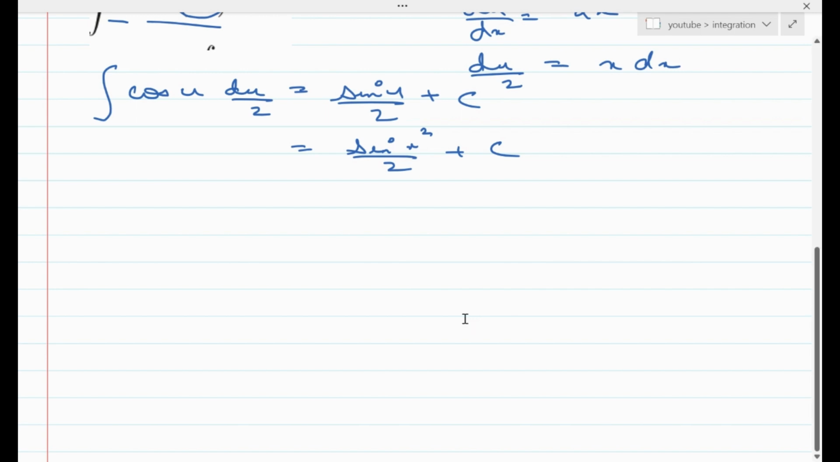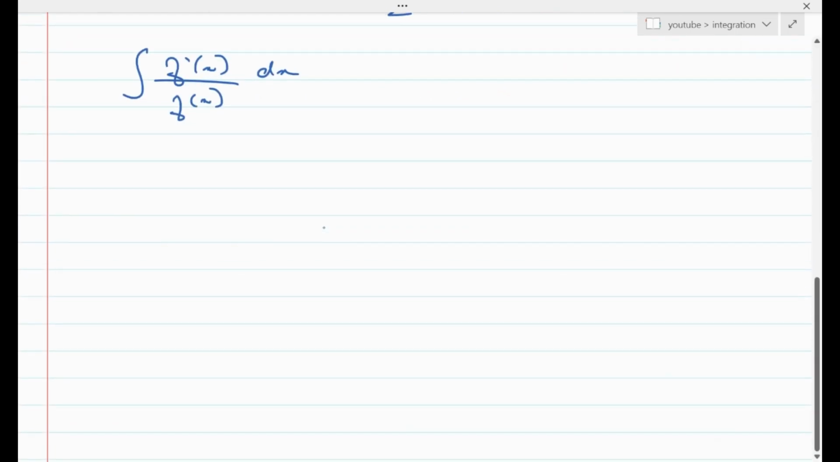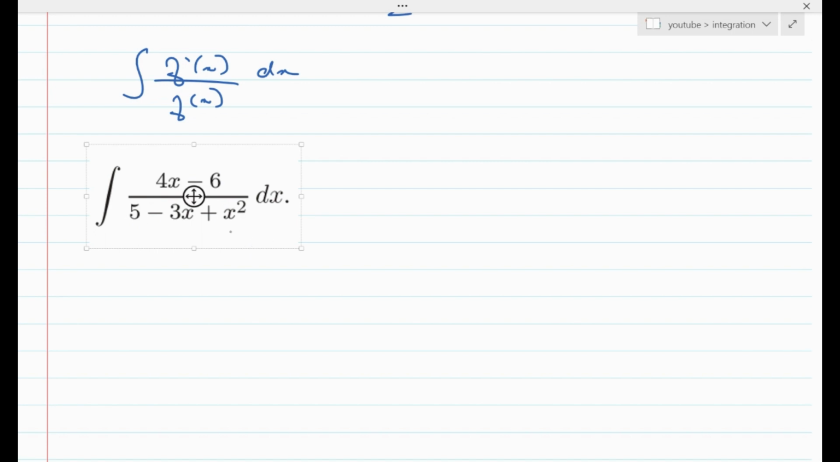In this model, we will get the format as integral of f dash of x divided by f of x dx. So let's see how this model works. Now, if you have a question like 4x minus 6 divided by 5 minus 3x plus x squared, in this situation, what we should always check is if the derivative of the denominator is the numerator. So, what would the derivative of the denominator be? 2x minus 3. And if we see 4x minus 6 is just a multiple of 2x minus 3.